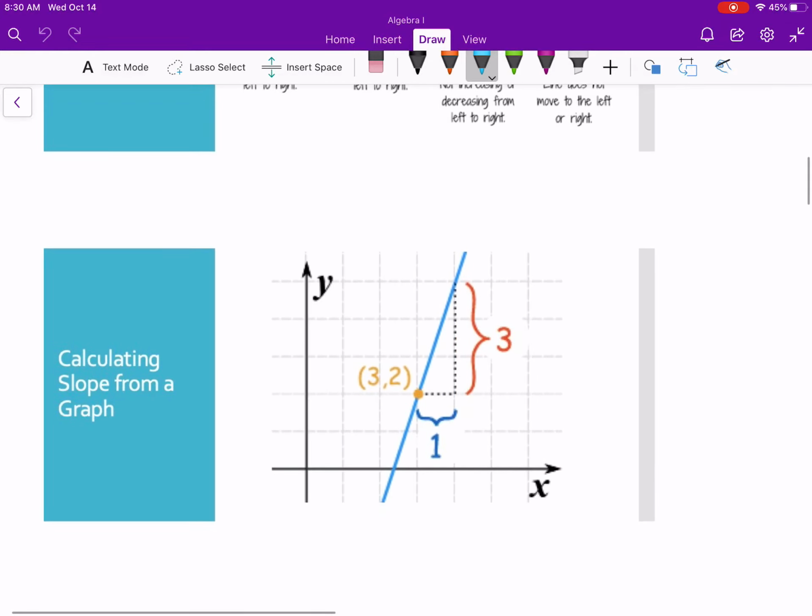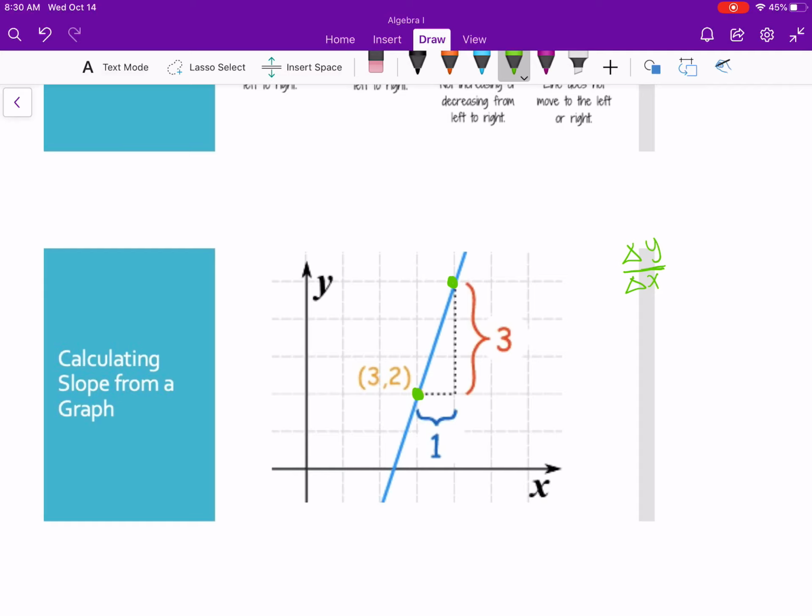When looking at a graph, we can figure slope out by counting. So what we do is we try to find 2 different points on the line that we can see pretty easily. And we want to do y over x. So how does y change? That delta triangle means change. So we're figuring out how y is changing and then figuring out how x is changing.